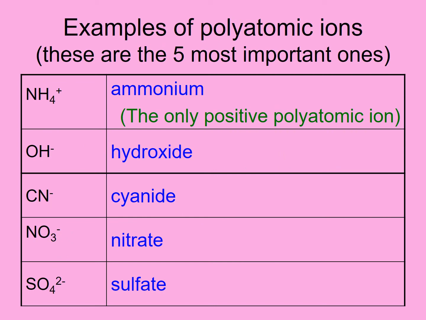Here are the 10 that I think you ought to memorize just because you're going to see them over and over again. We already mentioned ammonium. In addition, there are a couple that end in IDE, hydroxide and cyanide. That would be a really good idea for you to memorize. They both have a -1 charge. Then there's nitrate and sulfate. Those are probably the 2 most common polyatomic ions that you'll run into other than hydroxide. NO3 with a -1 charge and SO4 with a -2 charge.